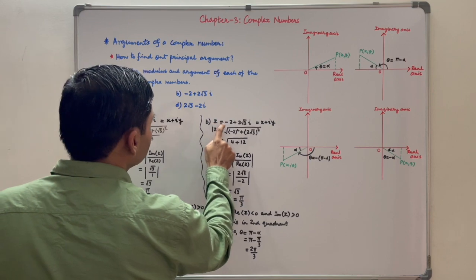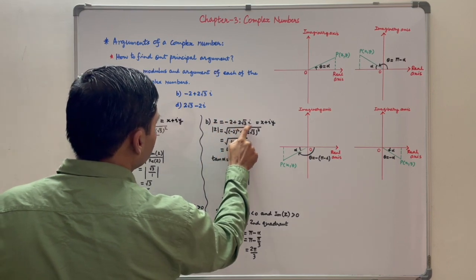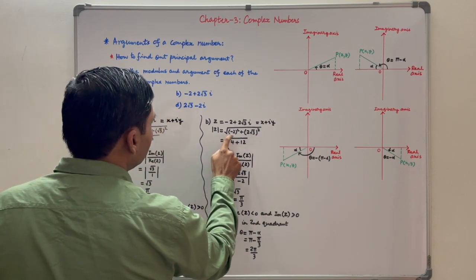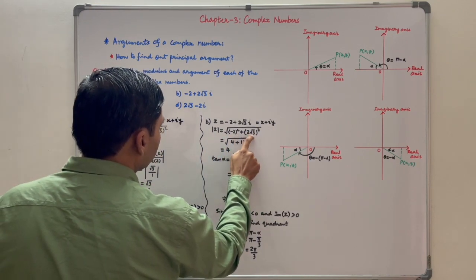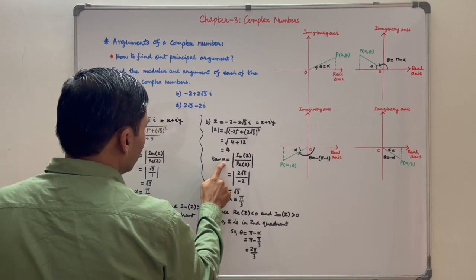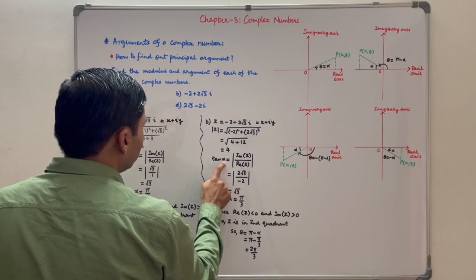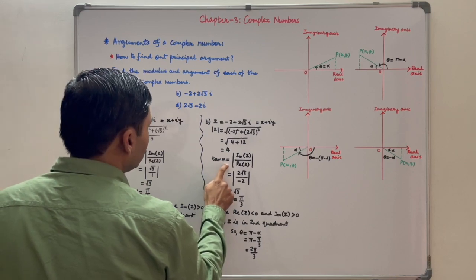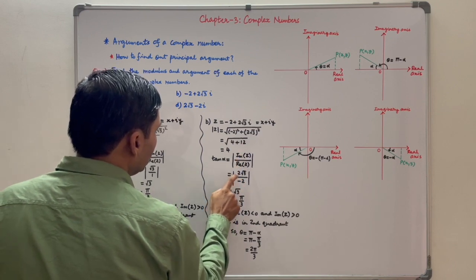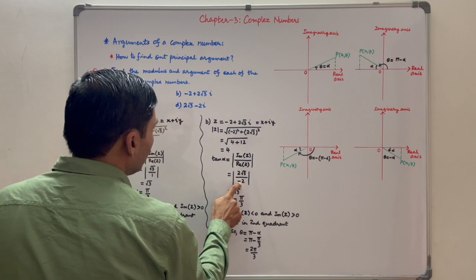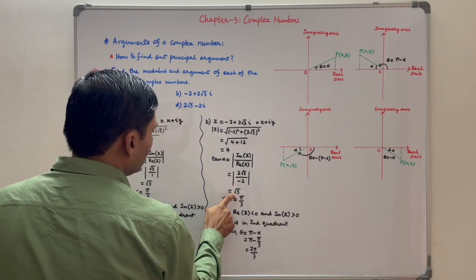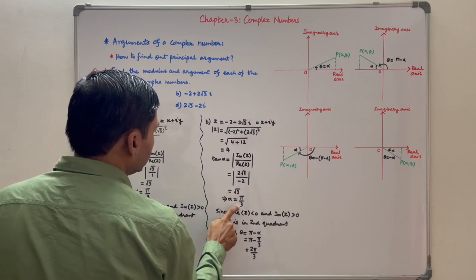Part B. Suppose z is equal to minus 2 plus 2 root 3i, and that is equal to x plus iy. Mod z is equal to under root real part squared plus imaginary part squared. So mod z is equal to 4. To calculate principal argument, again we will calculate alpha first such that tan alpha is equal to mod imaginary z upon real z. So that is equal to mod 2 root 3 upon minus 2. Mod is always positive. So that is equal to root 3. Tan alpha is equal to root 3. So alpha is equal to pi by 3.